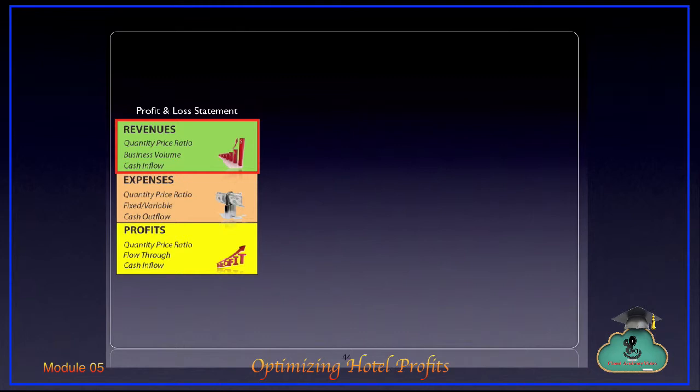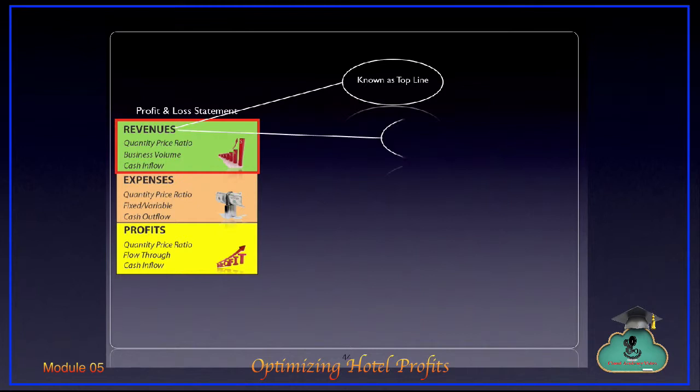Revenues are the starting point of any business. Revenues are also known as the top line. In most cases, they refer to the gross operating revenues or gross revenues. Revenues are also considered an index of performance. If somebody were to ask you what is the performance of your hotel, they probably are referring to your revenues.